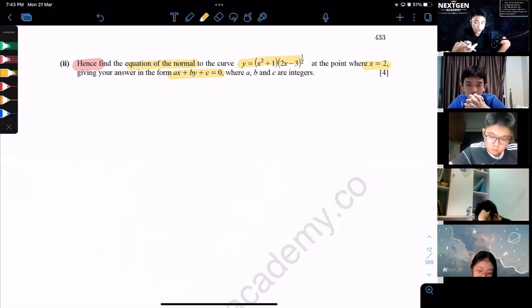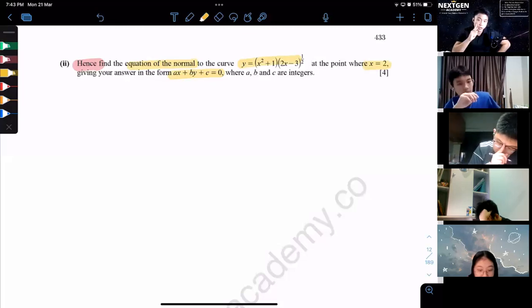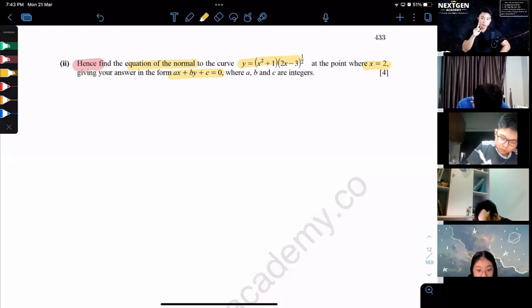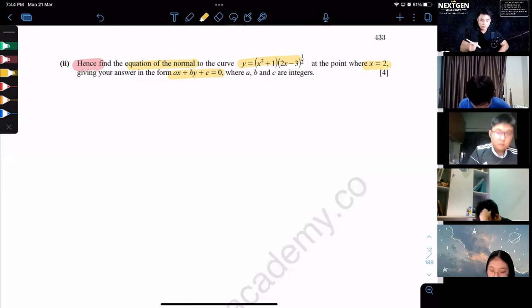But instead of tangent, they ask you all to find the normal. So normal got just one extra step only, which is you find what is your gradient of the normal. Same thing, because tangent and normal both are also straight line type of question. Straight line, I only need one gradient and 1 point. I need dy over dx or m, and then 1 point, and then I can find my y equals mx plus c. Okay, come, 2 minutes. Let's try.